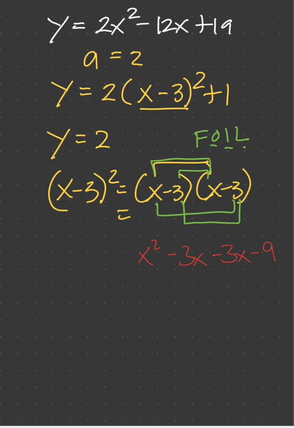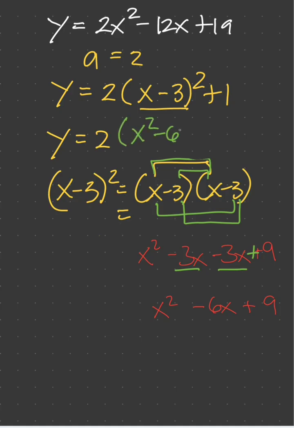Okay, then the last one, negative 3 times negative 3, it's positive 9. It should be plus. Okay, then you simplify. You group like terms. So these are like terms. Okay, so now we already have that. Let me delete this. We substitute that here. I'll put that here.